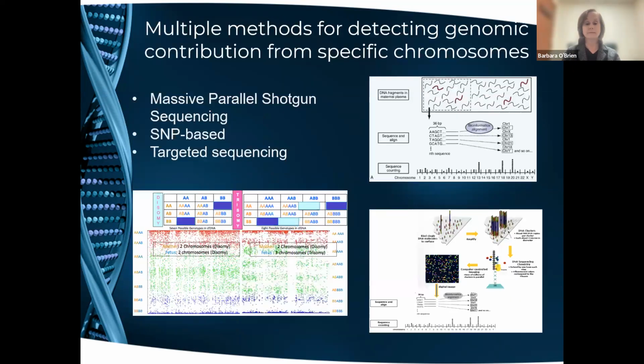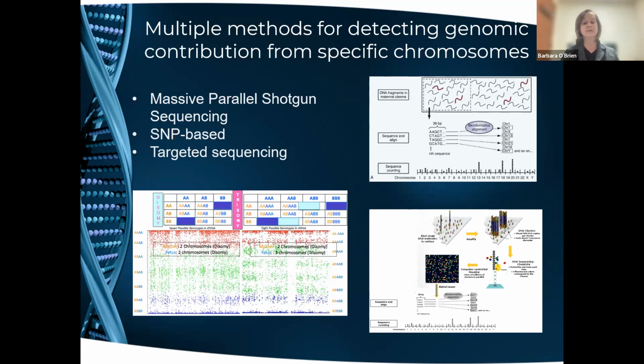Next slide. There are multiple methods for detecting cell-free DNA, and it can be an entire talk in and of itself, but let's suffice it to say that there are three main methods. Here at BI, we have chosen to use the SNP-based method, or single nucleotide polymorphism method, and the company we use is Natera.